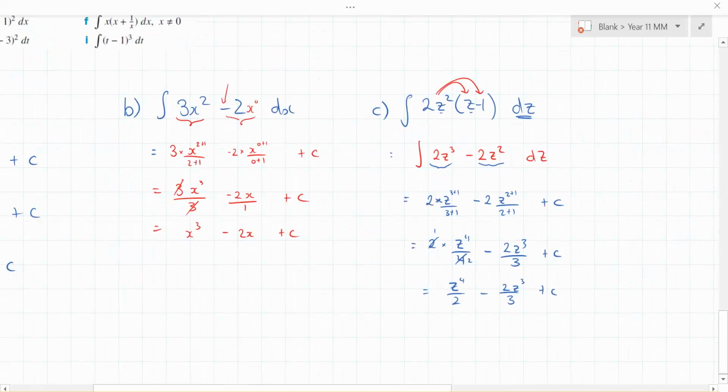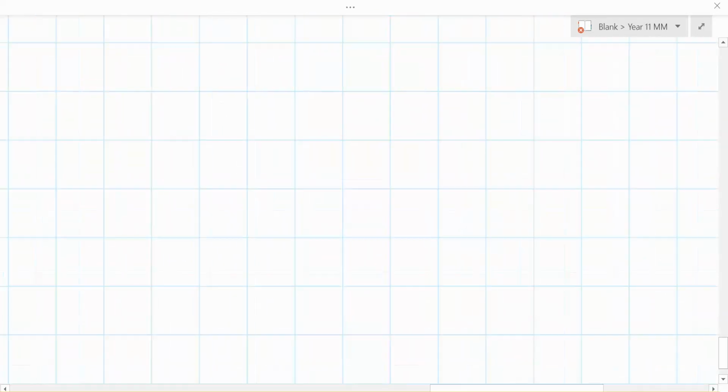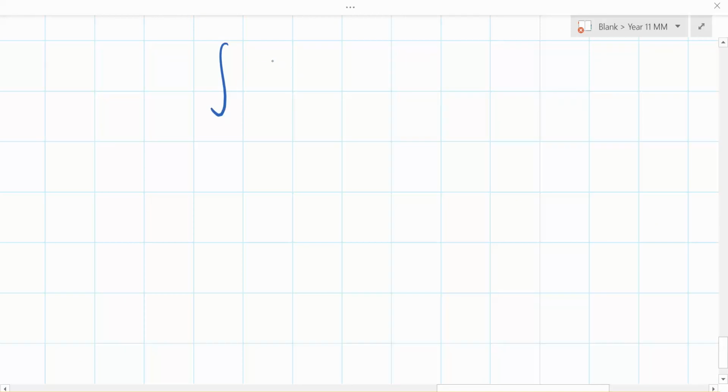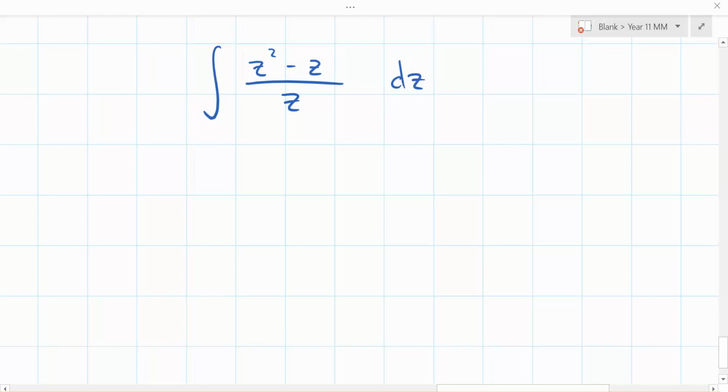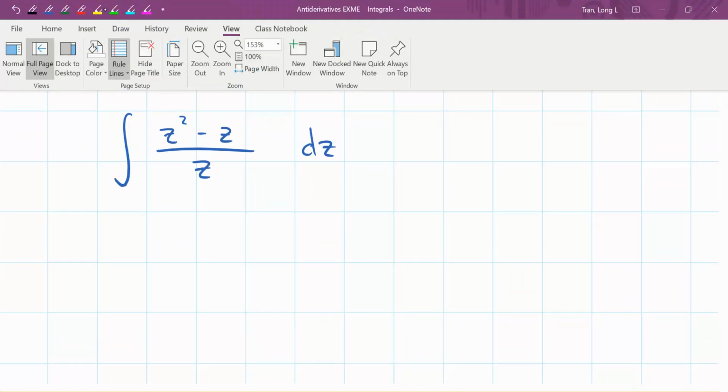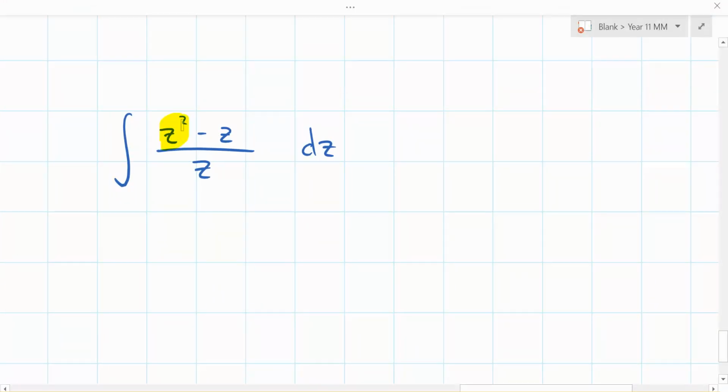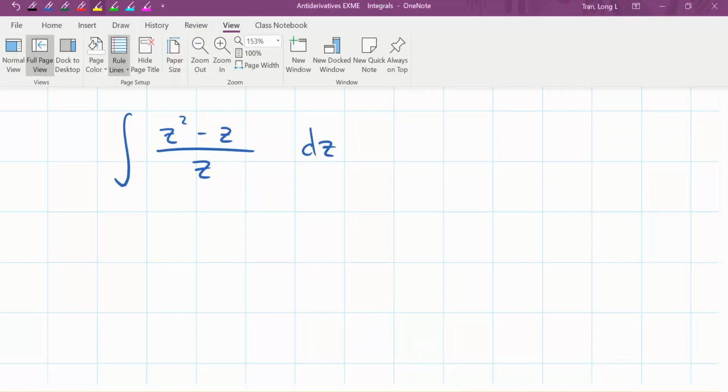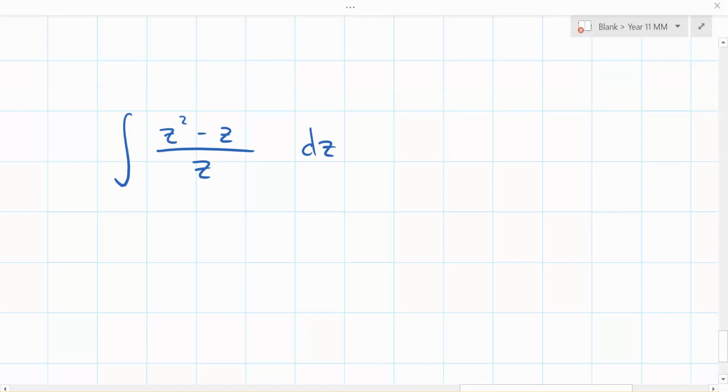To make it a bit harder, you can get questions where it might look something like this. You might have, I don't know, z squared minus z over z, for example, dz. Now again, what you can't do is antiderive the z squared, antiderive the z, and antiderive the z by itself, because technically this is one term. So the only way to do this question, because it's collected as one term and we don't know how to antiderive that according to the rule, is to simplify it.